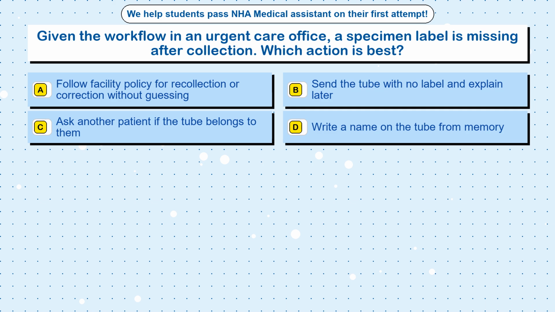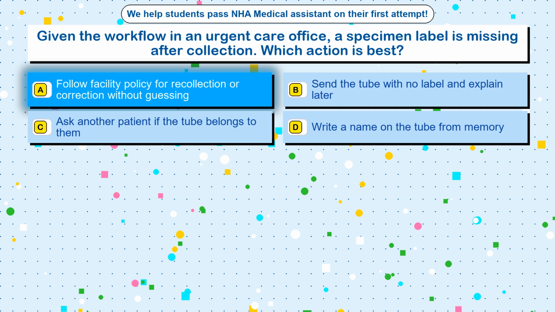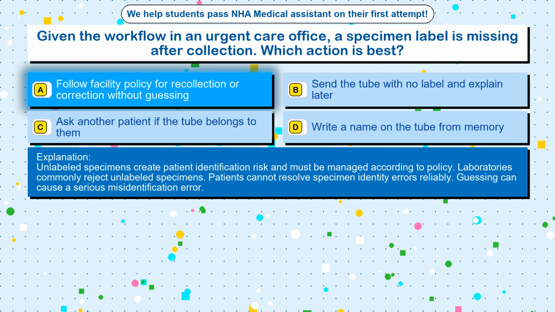Option D. Write a name on the tube from memory. The correct answer is option A. Follow facility policy for recollection or correction without guessing. Unlabeled specimens create patient identification risk and must be managed according to policy. Laboratories commonly reject unlabeled specimens. Patients cannot resolve specimen identity errors reliably. Guessing can cause a serious misidentification error.